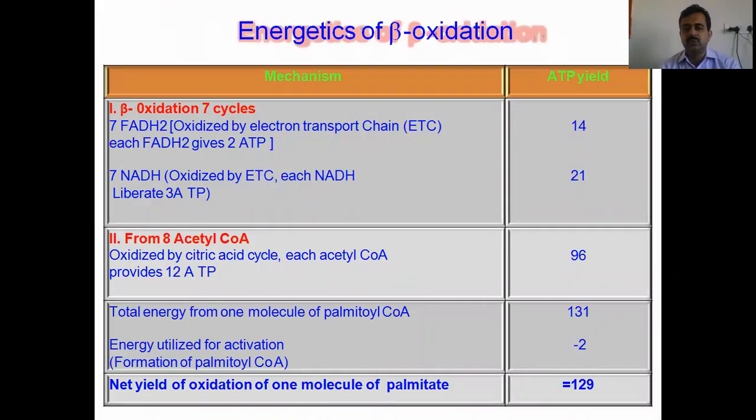Now, energetics of beta oxidation. This is a very important slide because in beta oxidation, 7 cycles, FADH2 oxidation through the ETC gives 14 molecules of ATP. 7 NADH gives 21. From 8 acetyl coenzyme A, oxidation in the citric acid cycle, 96 ATP molecules have been generated. So total energy from one molecule of palmitoyl coenzyme A is 131. And for the activation of palmitoyl coenzyme A, 2 ATPs have been utilized. Therefore, the total net oxidation yields 121 ATP molecules for the total oxidation of palmitoyl coenzyme A.